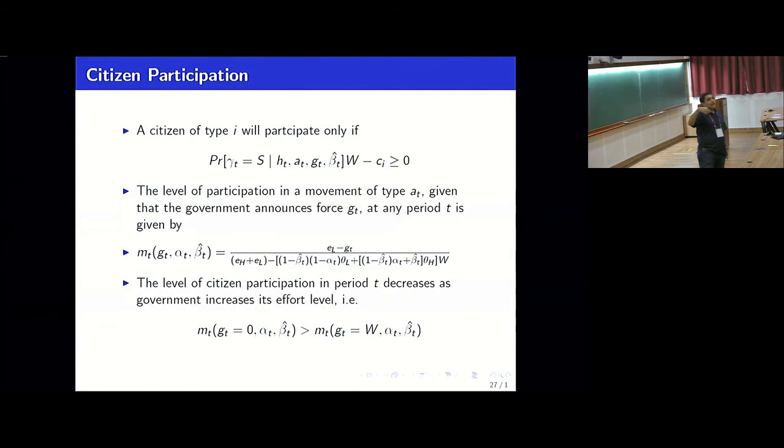As you remember, the way it works is that when the government uses force, citizen participation decreases, which decreases the probability of success. I said the probability of success is theta times m. So the probability of a successful movement goes down. Also, if the belief that the leader is of higher ability goes up, then mass participation goes up. That's the reason you want your alpha to be raised.